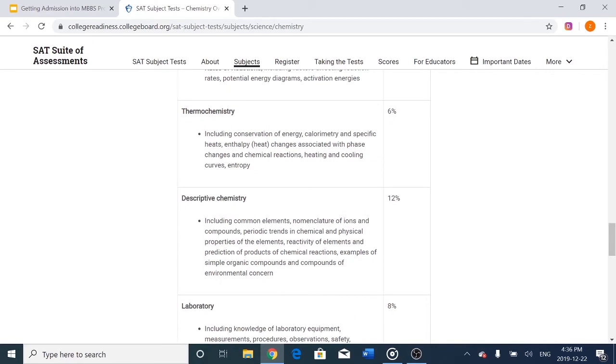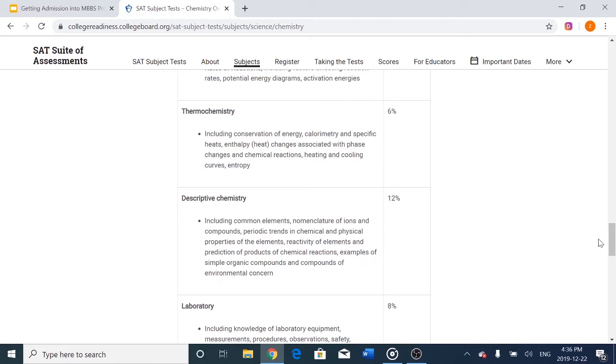Descriptive chemistry, you're gonna have to know common elements, nomenclature, periodic trends. This is like grade 9, grade 10 stuff. So you're gonna have to know the basics as well as all of this grade 12 stuff too. So simple organic compounds and compounds of environmental concern.